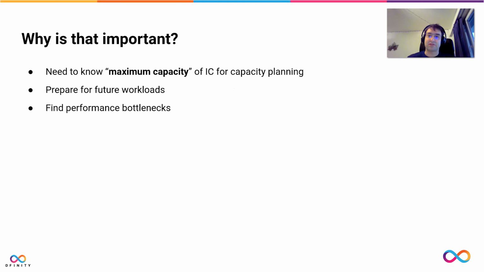This is important for various reasons. First of all, we need to know what the maximum capacity of the internet computer is, because we need to be able to plan ahead in adding more resources to it. We need to be prepared for future workloads, especially if we have these launches of new applications that can cause spikes in the resource consumption, because a lot of people simultaneously try out something new. And perhaps most importantly, we also need this work to identify performance bottlenecks that we can then base our optimizations on.